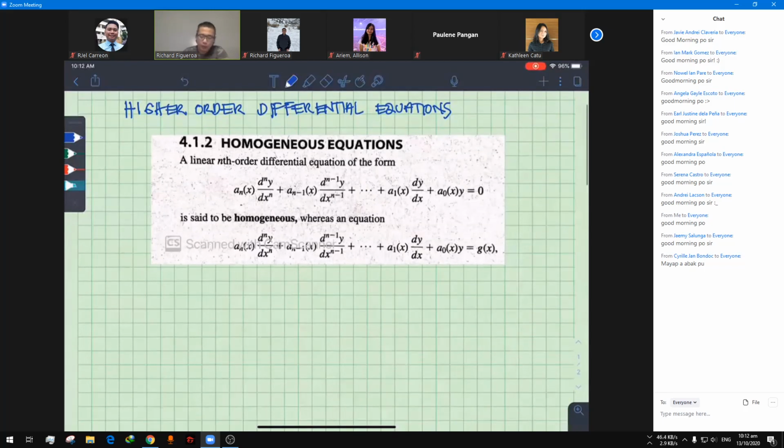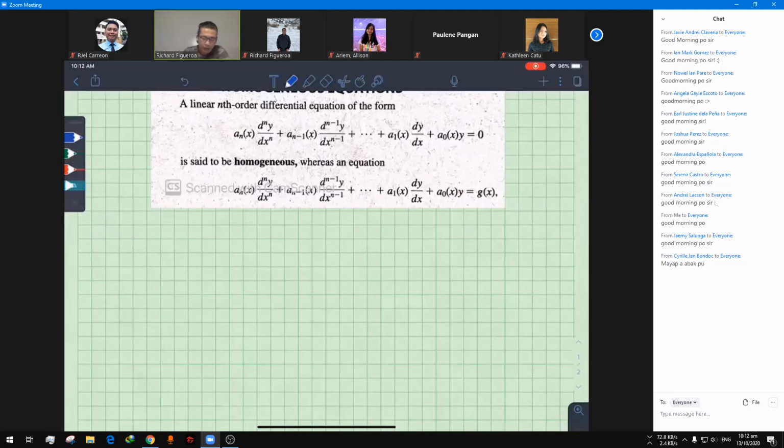Okay. Example of homogeneous, let's say we have 4y triple prime minus 2y double prime plus 2y minus y equal to 0. In this case, it involves only a function y together with its derivatives, up to the third derivative. Therefore, that is considered homogeneous. However, if there is another function added on a homogeneous equation, that makes it non-homogeneous.